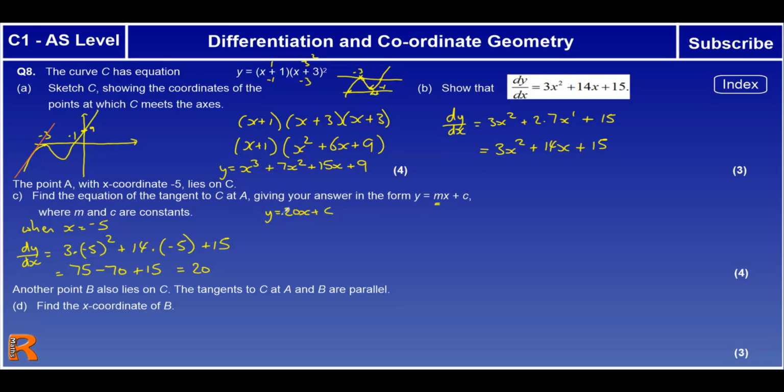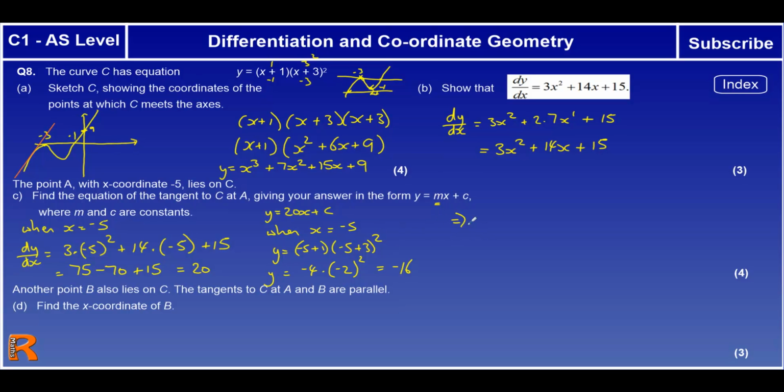If we know what y is and what x is, we can work out the something. So I'm going to use the original equation. When x equals -5, y equals -5 plus 1, times -5 plus 3 all squared. So that's -4 times -2 squared. -2 squared is 4. 4 times -4 is -16. So that's our y value.